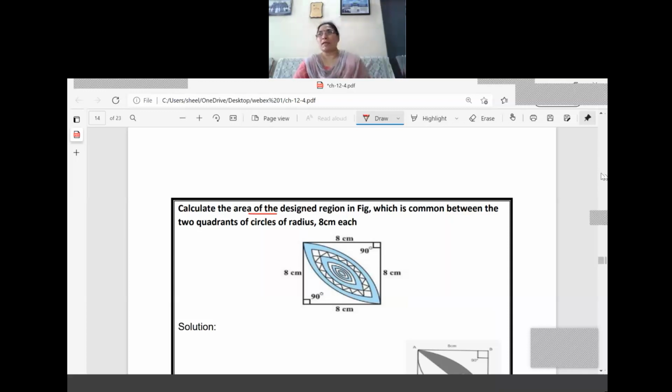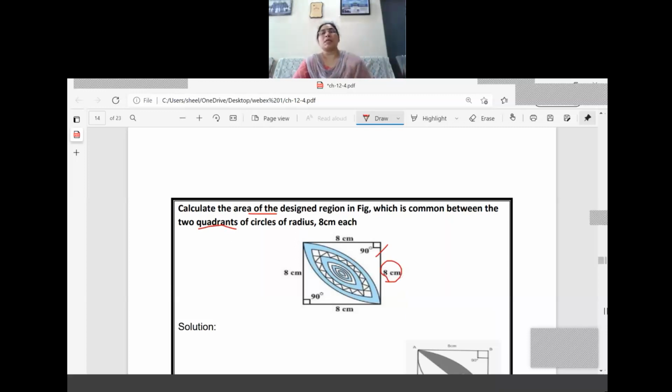Each angle is 90 degrees because the x-axis is perpendicular to the y-axis. So for the quadrant, the central angle theta is equal to 90 degrees. In the diagram also you can see that. And what is the radius? Radius equal to 8 centimeter.